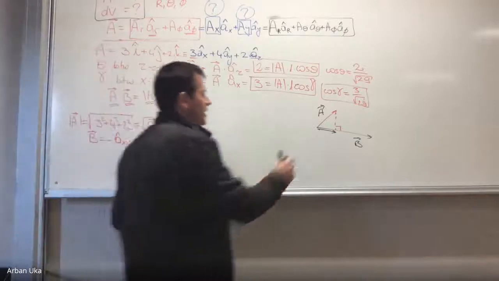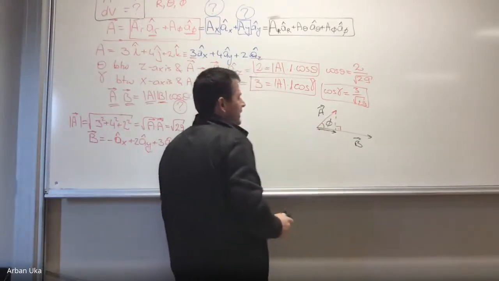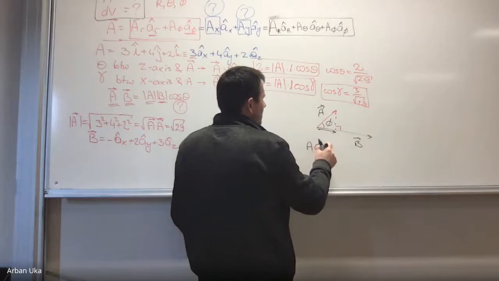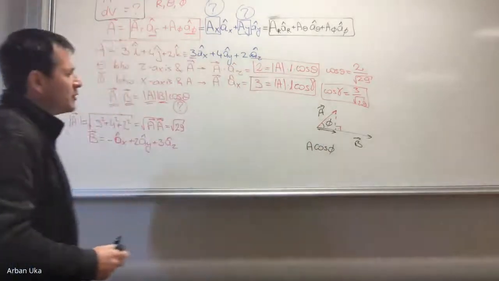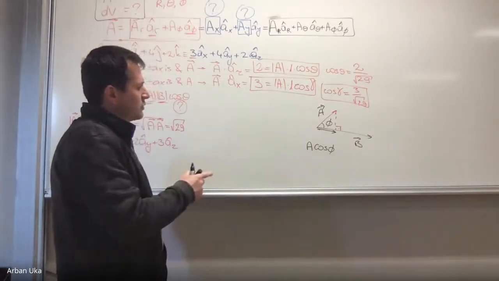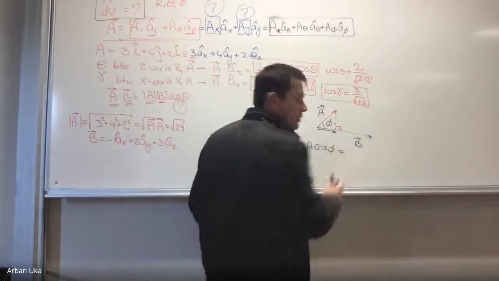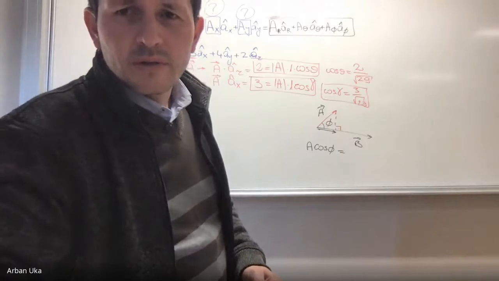The projection of A along B, let's assume an angle phi, should be equal to A times cosine phi, right? That's it. But now, how can we get, in a formal way, a magnitude which is going to be equal to A times cosine phi?